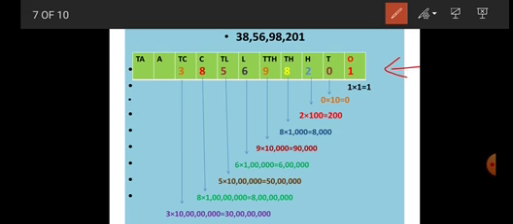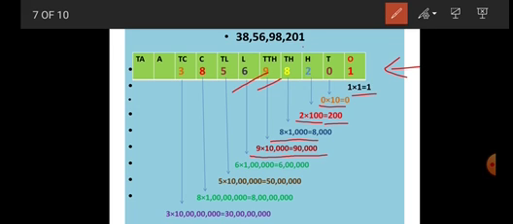Starting from the right side, 1 is in ones place, 1 multiplied by 1 equals 1. 0 is in tens place, 0 multiplied by 10 is equal to 0. 2 is in hundreds place, 2 multiplied by 100 equals 200. 8 is in 1000 place, 8 multiplied by 1000 equals 8000. 9 is in 10,000 place, 9 multiplied by 10,000 equals 90,000.